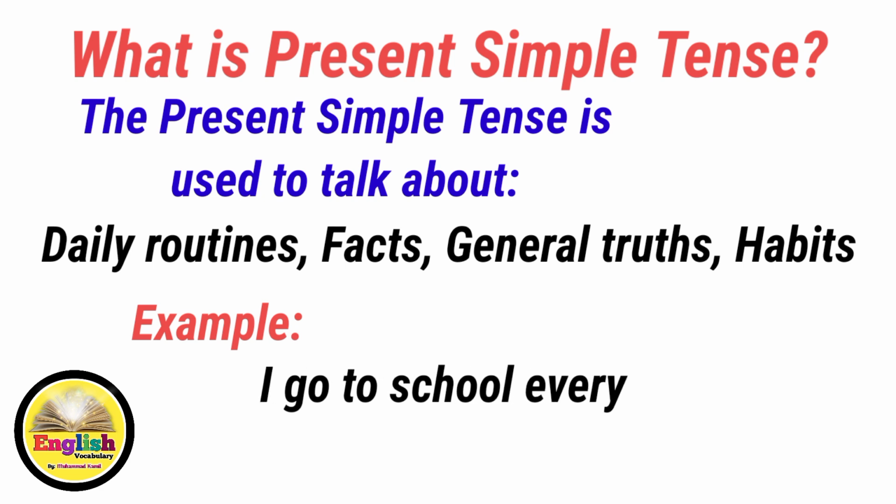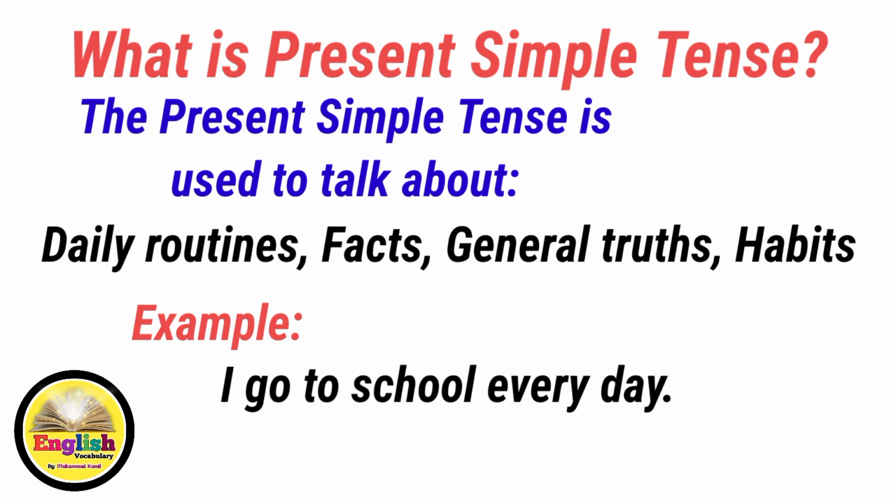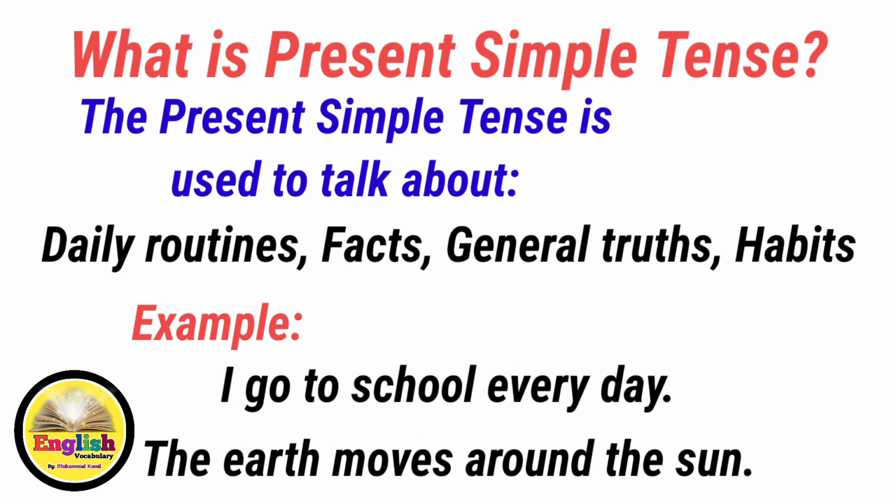Example: I go to school every day. The earth moves around the sun. These are things that happen regularly or are always true.